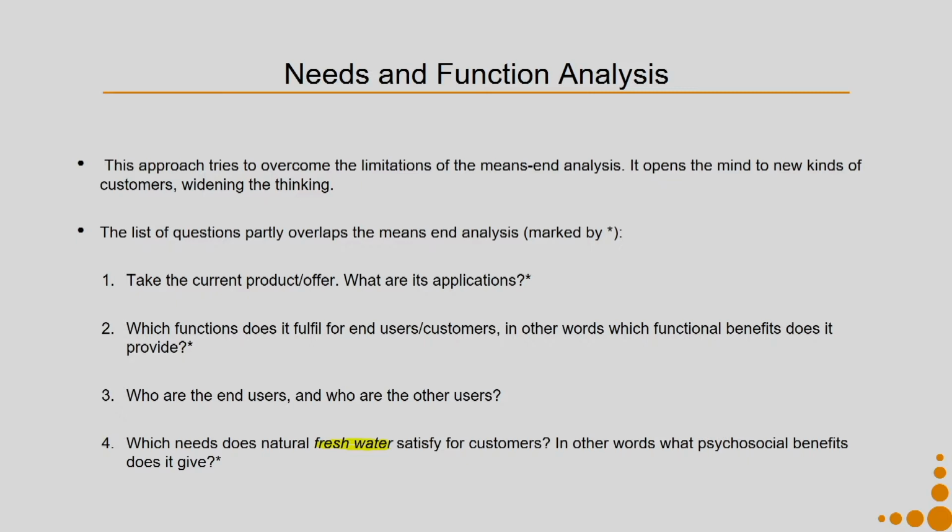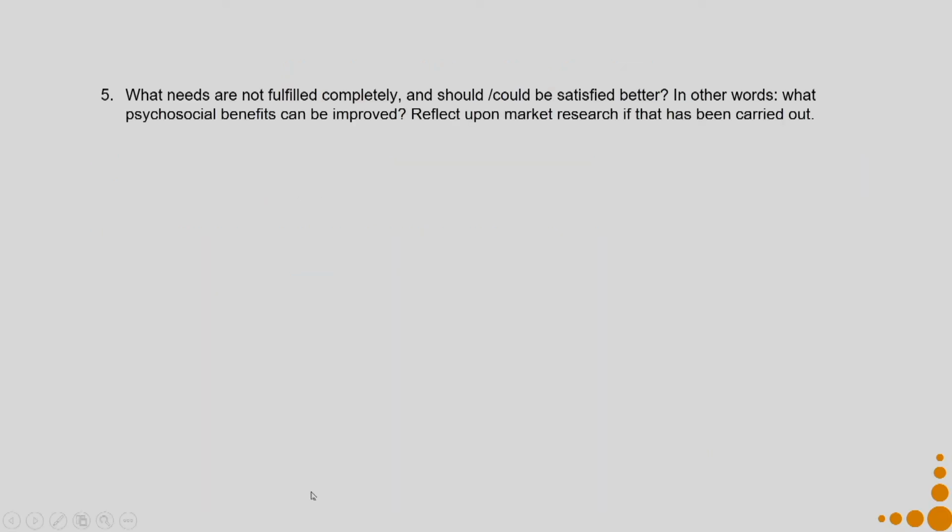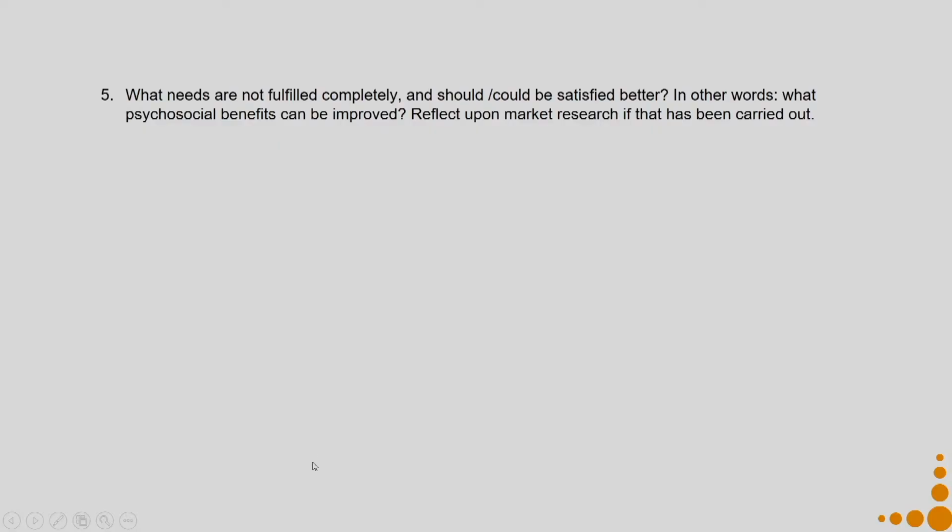In other words, what psychosocial benefits does it give? What needs are not fulfilled completely and should or could be satisfied better? This is a new question. It asks you to think of all those things which are not done already. In other words, what psychosocial benefits can be improved? Reflect upon market research if that has not been carried out already.